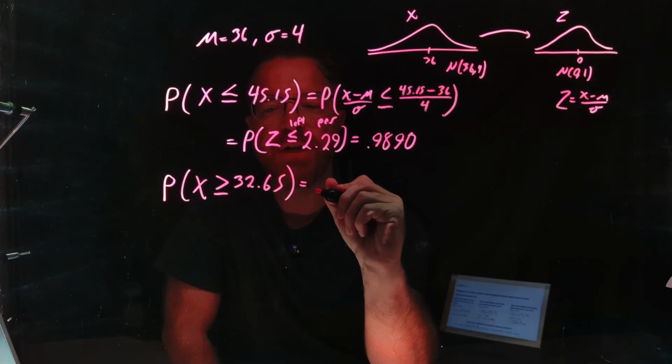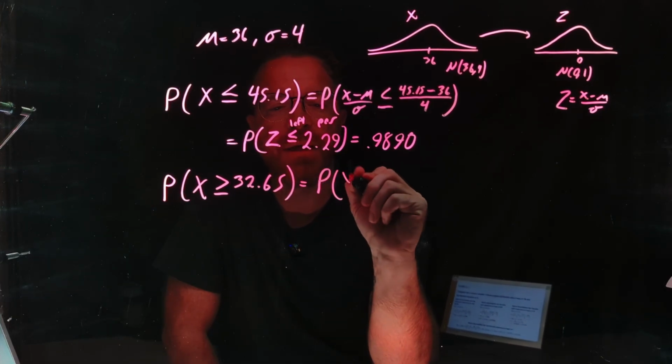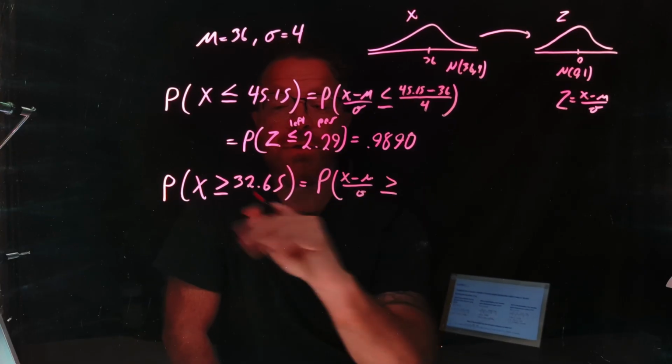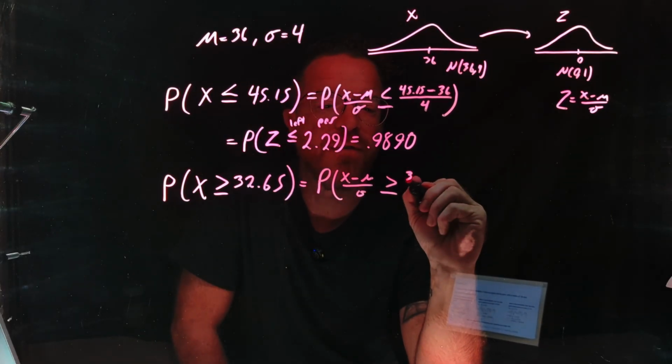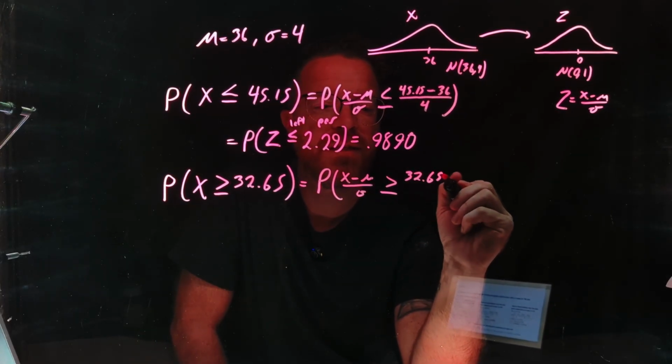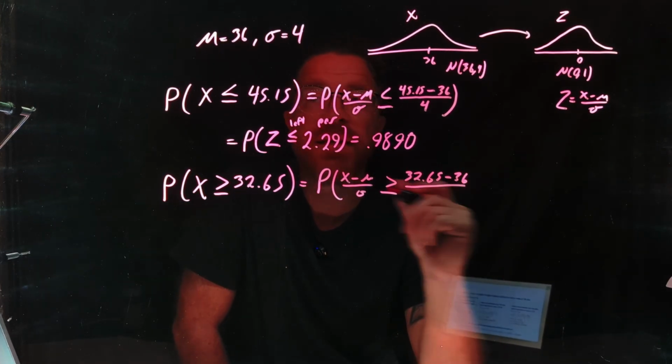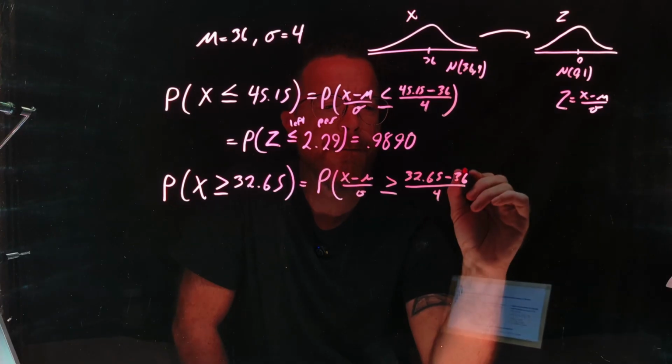We're first going to do our z transformation. So this becomes probability of x minus mu over sigma, greater than or equal to, the sign doesn't change, and then we're going to plug in our values. 32.65 minus 36 divided by our sigma, which is 4.